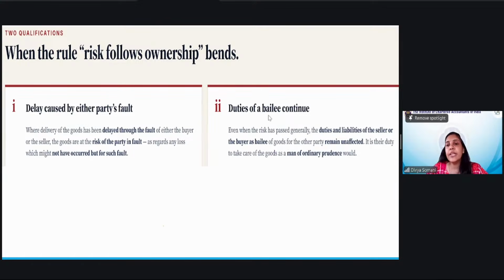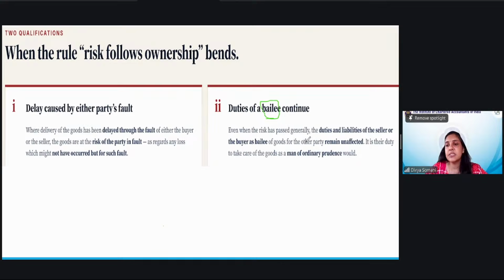Second thing is, duties of bailee shall continue. So do you all remember who is a bailee? You might have read this term in the Contract Act. In bailment, a person receives the goods for some specific purpose, and after the accomplishment of the purpose, he has to return those goods. That person is not the owner. Normally, in case of bailment, ownership does not pass. So that is what we are studying here.